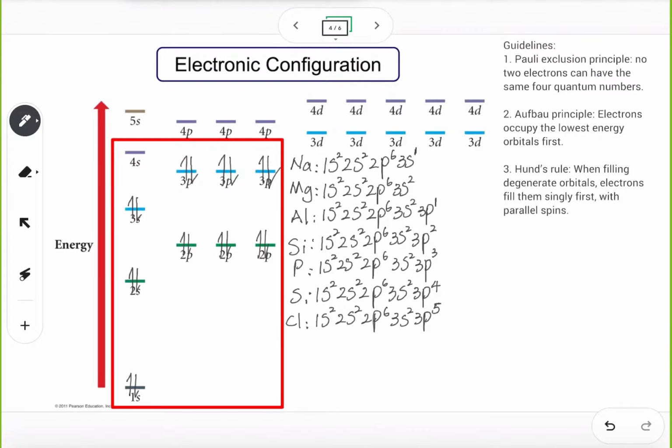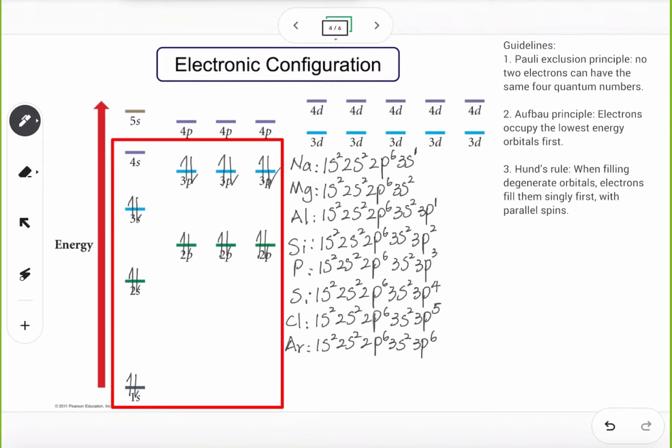Now the next one is going to be argon, 18 electrons. So of course the 18th electron should be on the last 3p orbital. So for argon, 1s2, 2s2, 2p6, 3s2, and 3p6.